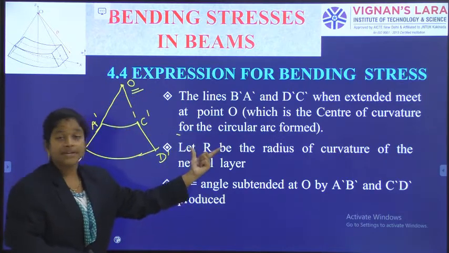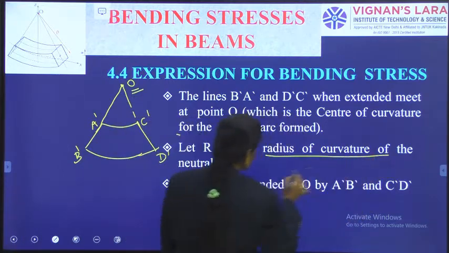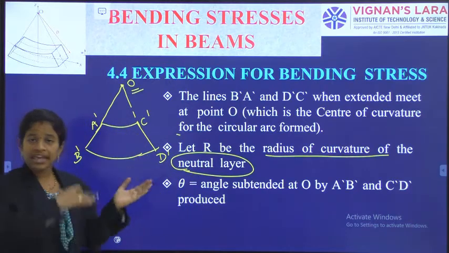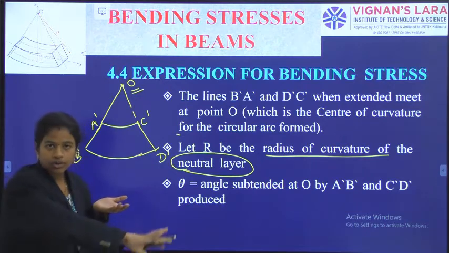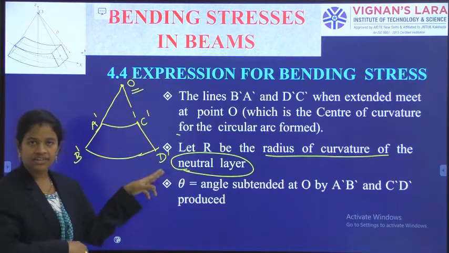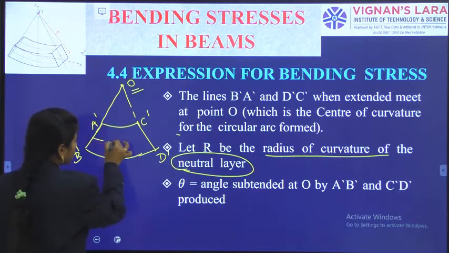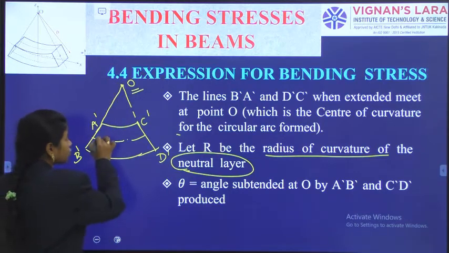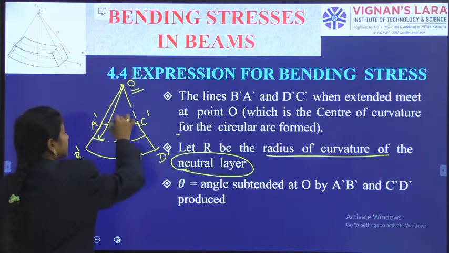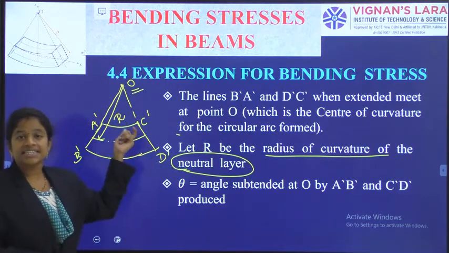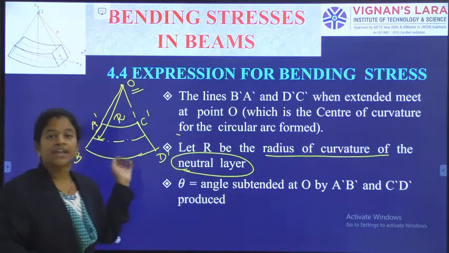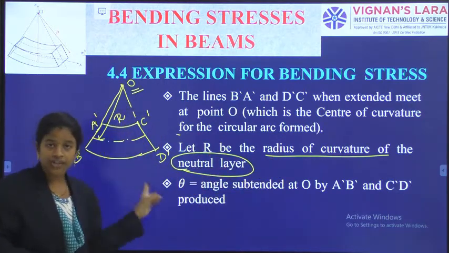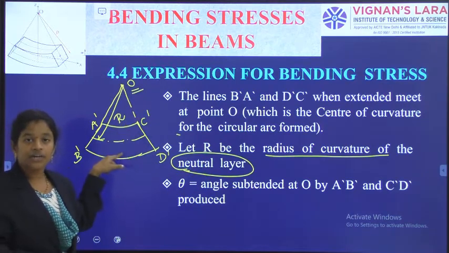Now let capital R be the radius of curvature of the neutral layer. Okay. So in this, many layers were there. Topmost layer is there, bottommost layer is there. All those layers were there. But in those layers, as we have already mentioned, I am having a neutral layer. Now from the center of curvature to this neutral layer, when we calculate the radius, that radius is indicated as the radius of curvature. So, capital R means it is the radius of curvature of the neutral layer.